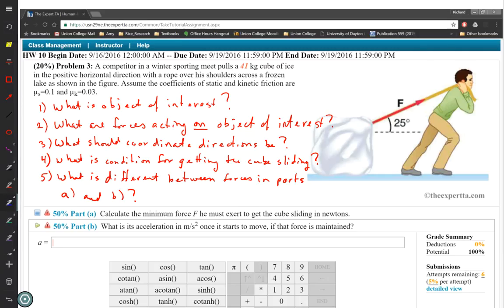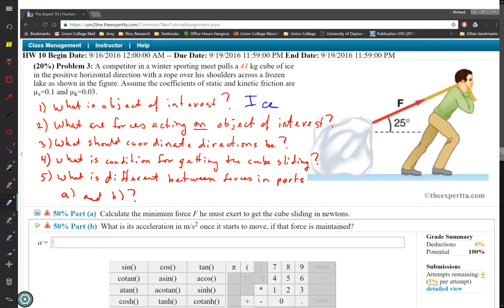So question number 1, what is the object of interest? So, and let me try to make sure I get the Southwestern students involved here. So somebody in the Southwestern classroom, tell us, what is the object of interest for this problem? I haven't heard an object yet. Okay, the block of ice. So the block of ice is our object of interest.